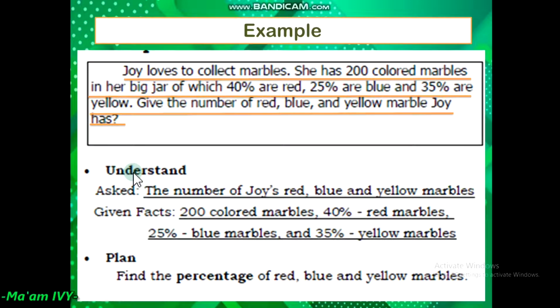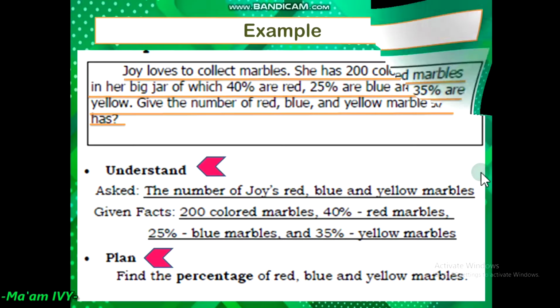Let us first understand the problem. What is asked? We are being asked about the number of Joy's red, blue, and yellow marbles. And then the given facts: we have 200 colored marbles, 40% are red marbles, 25% blue marbles, and 35% yellow marbles. So let's plan: find the percentage of red, blue, and yellow marbles.